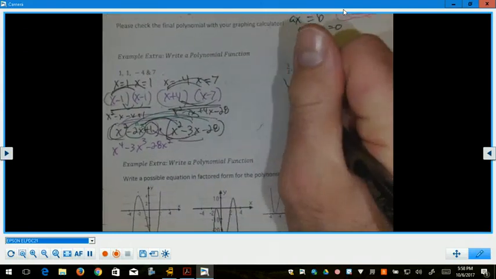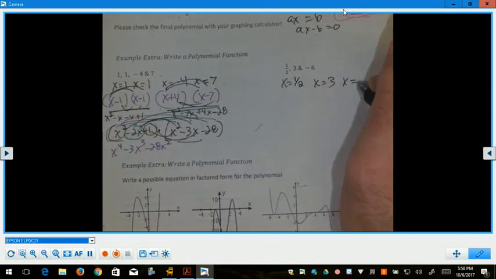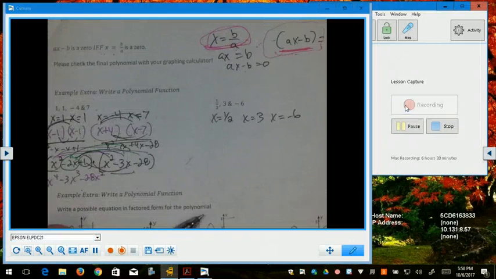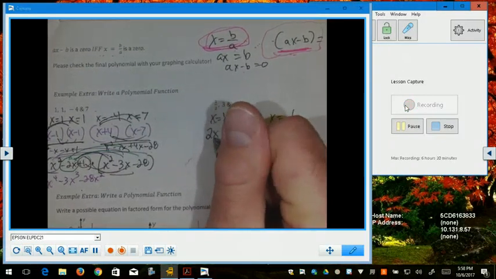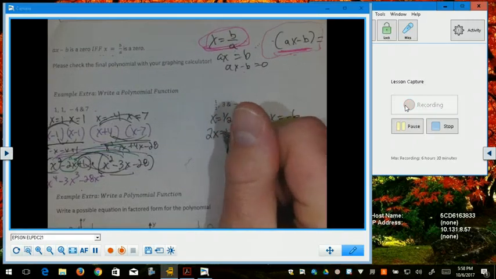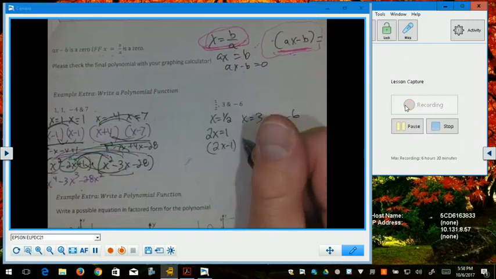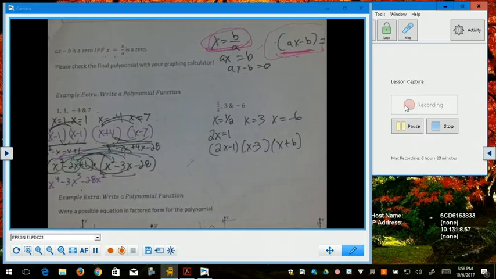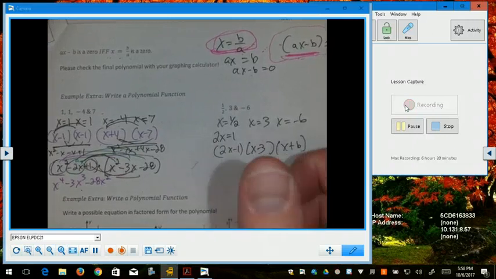On this next one, our zeros are x equals 1/2, x equals 3, and x equals negative 6. So when I do this, I'm going to multiply by 2 first, and then I'm going to subtract 1. 2x equals 1, then I subtract, so 2x minus 1 is the one factor. On this one I have x minus 3, and on this one I have x plus 6. So all I need now is to distribute these three factors. Since there were 3 zeros, I expect a cubic equation.